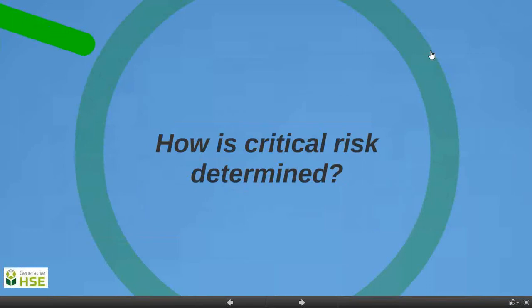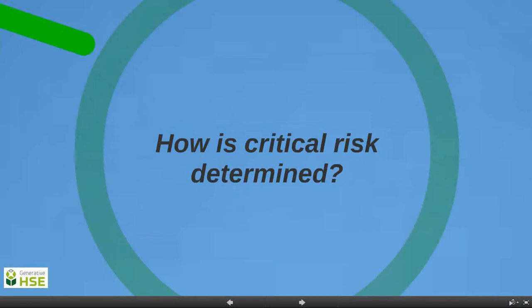So if we know a task is critical, what's next? If a task is rated as critical, it doesn't mean that it shouldn't be done. It just means that there are additional safeguards that we need to put in place to protect personnel that are exposed to risks associated with the task. The approach I like to take with critical risk is layered, and it gives everyone from the shop floor to the boardroom a part to play.